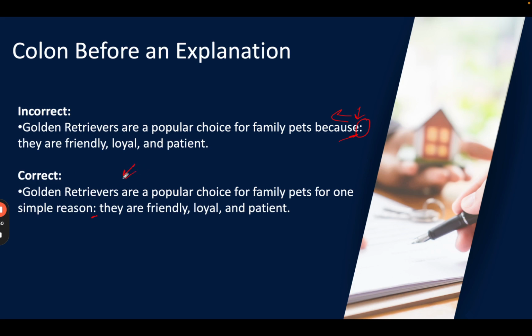I do have a complete sentence. And what is it talking about? It's talking about why golden retrievers are a popular choice for family pets. What is that one reason? That one reason is given to you after the colon. This is the explanation. They are friendly, loyal, and patient. This can also be called a series over here, but then it can also be called an explanation to what's given to us before the colon. That is that one reason why they are a popular choice for family pets.